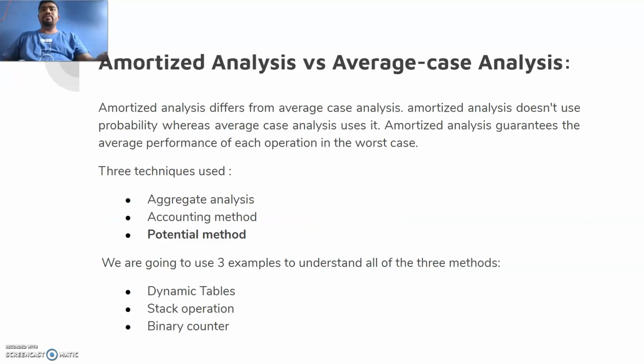This is how we can say that the cost per operation is much lesser than the total cost. So in this video, we are going to focus on the potential method and we are going to take three examples for it. First is the dynamic tables, next is the stack operation, and third is the binary counter.